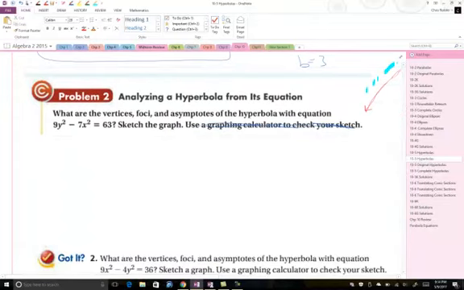All right, take a look at the next one. As you can imagine, the first thing we have to do is divide by 63. So y squared over 7 minus x squared over 9 equals 1.